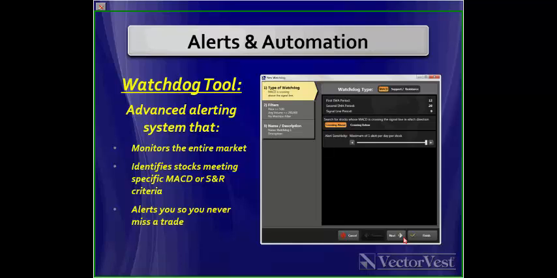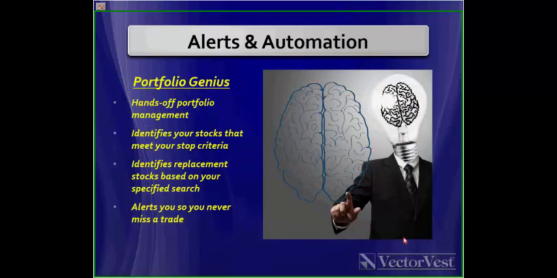In addition, you'll get that portfolio automation with the Genius. We used this feature today when we set up our MACD portfolio. Think of it as hands-off portfolio management. It identifies stocks that meet your stop criteria, identifies replacement stocks, and alerts you so you never miss a trade. This is an incredible tool to implement a mechanical trading system. Those of you who have emotions really taking over.